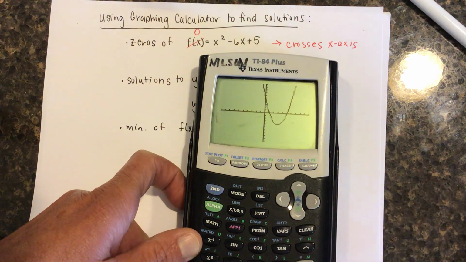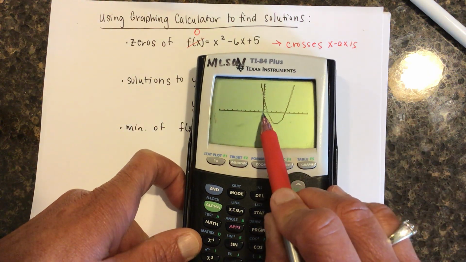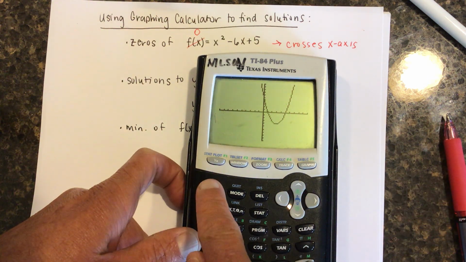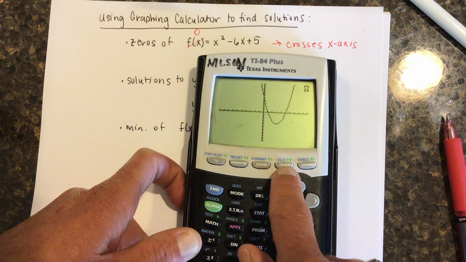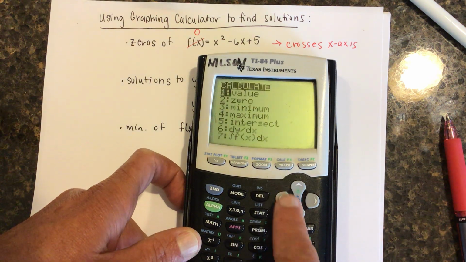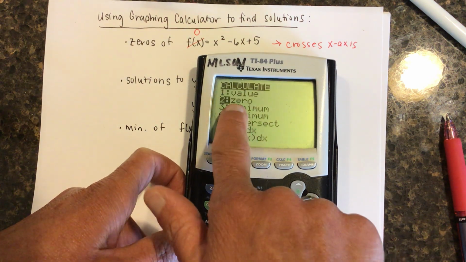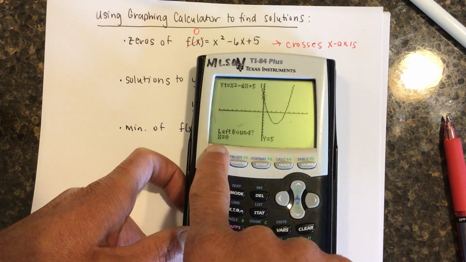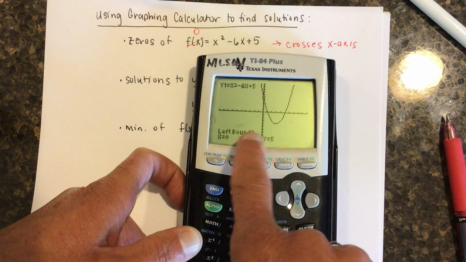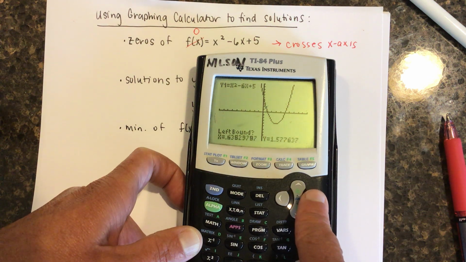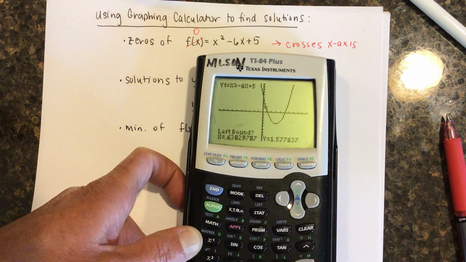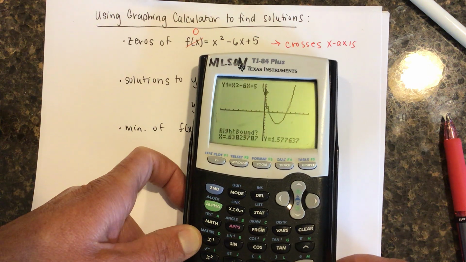Now, what I'm looking for is where it crosses the x-axis. So I'm looking for this point here and this point here. So what I'm now going to do is hit second and calculate. It's with the trace button. And I am going to find a zero, just like I was asked. So I'm going to hit enter. And look what it says here. It says left bound. So I need to go on the left-hand side of my zero. So here's my first zero, somewhere around here. And I need to be on the left-hand side of that, anywhere on the left-hand side. And then you're going to hit enter.